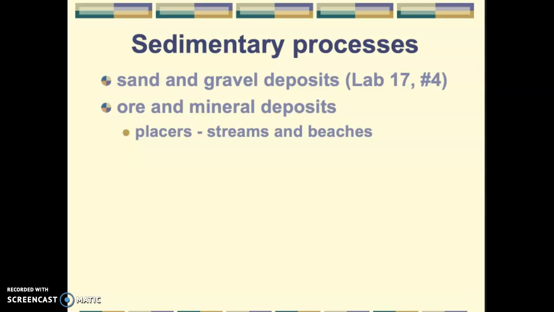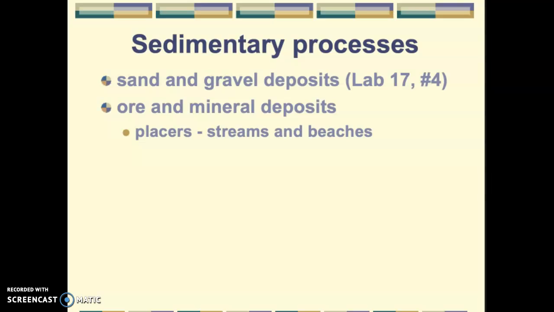Because sedimentary processes like moving water will pick up and drop off materials based on their size, their shape, their density, their overall weight, you will find certain minerals placed in certain deposits because of their mass, density, size, etc. So those are called placer deposits. And probably one of the best examples that people are familiar with would be gold.